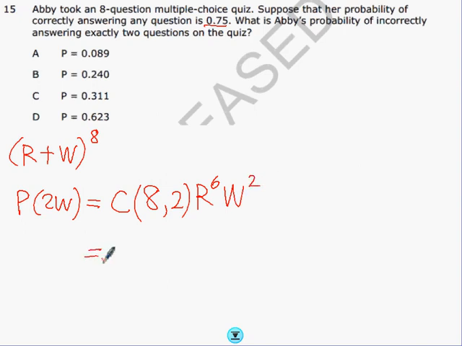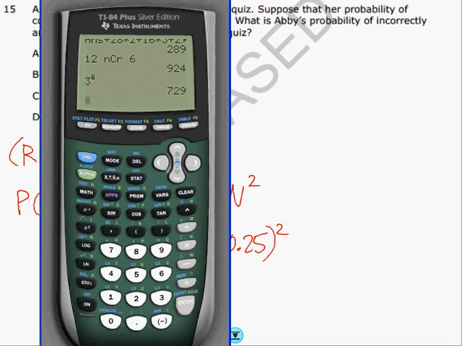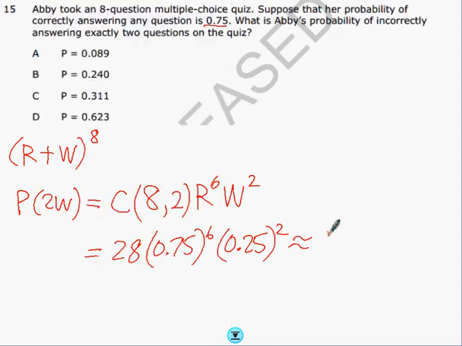Okay, 8 choose 2 is 28. Chances of getting 1 right is 0.75. We're going to raise that to the 6th power. Chances of getting 1 wrong, well, if she gets 1 right 75% of the time, she gets 1 wrong 25% of the time. We're going to square that. So again, to the calculator, 28 times 0.75 to the power of 6 times 0.25 to the power of 2. It's about 31.1%.